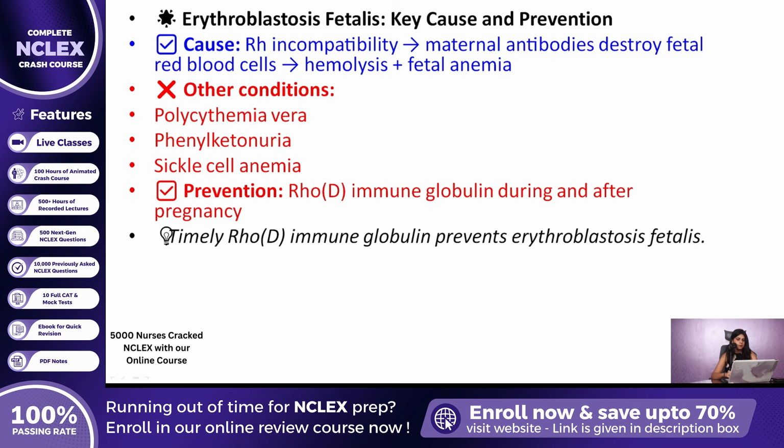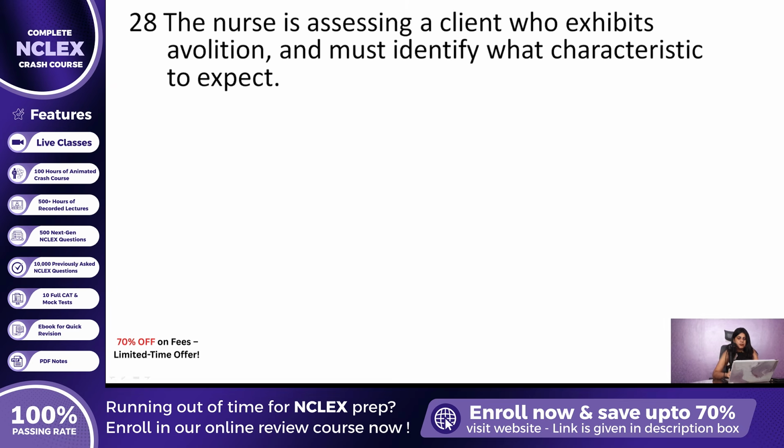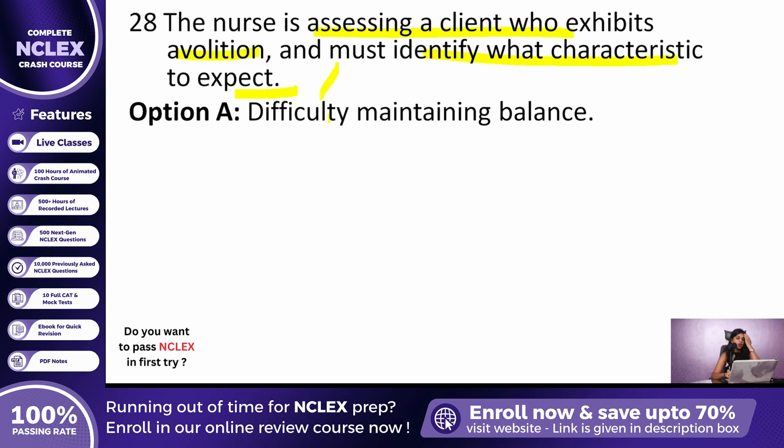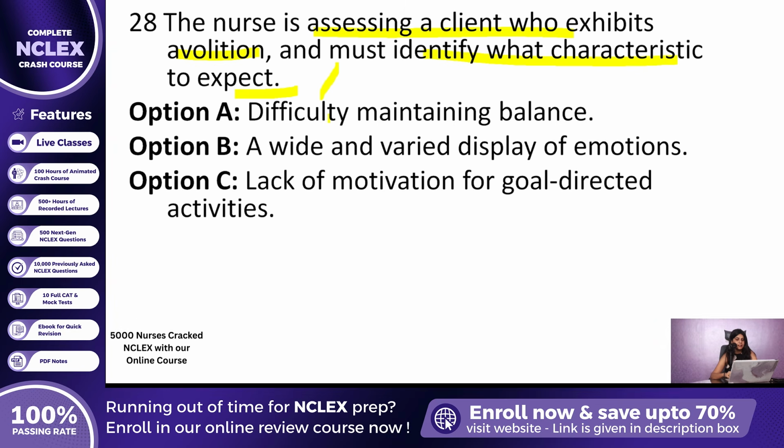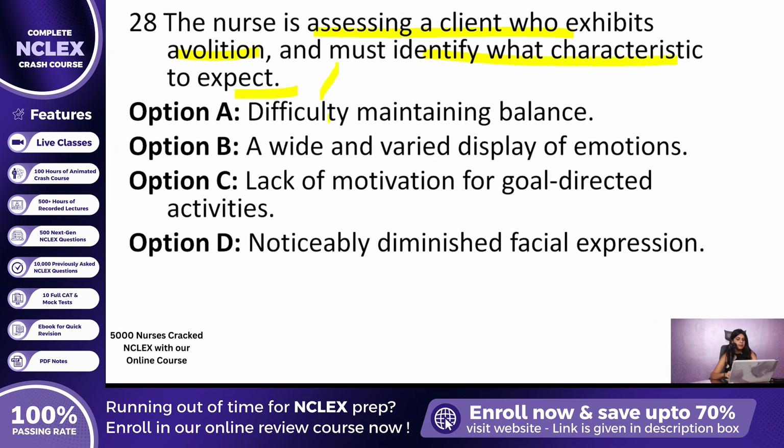Question 28. Next, let us look at a psychiatric assessment scenario. The nurse is assessing a client who exhibits avolition and must identify what characteristic to expect. The options are: Option A, difficulty maintaining balance. Option B, a wide and varied display of emotions. Option C, lack of motivation for goal-directed activities. Option D, noticeably diminished facial expression. The correct answer is Option C, lack of motivation for goal-directed activities.